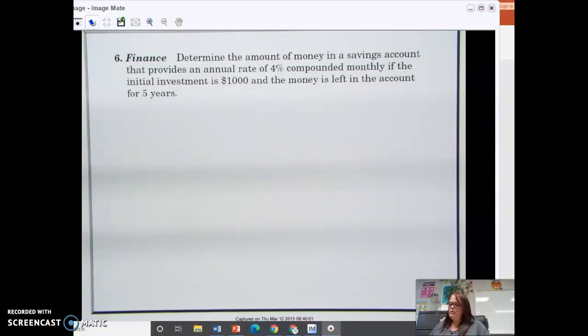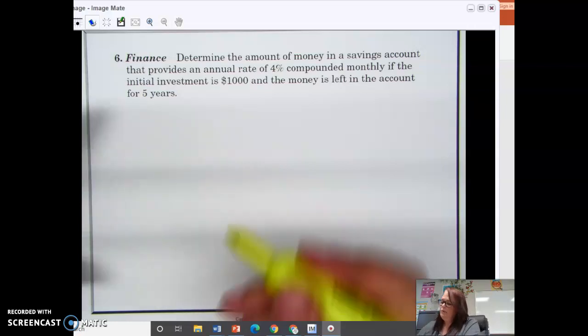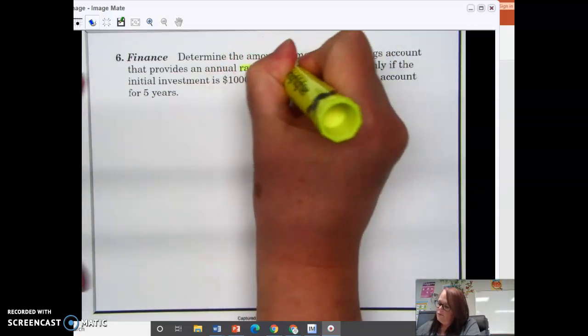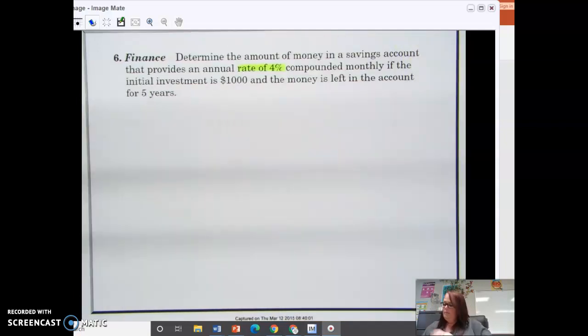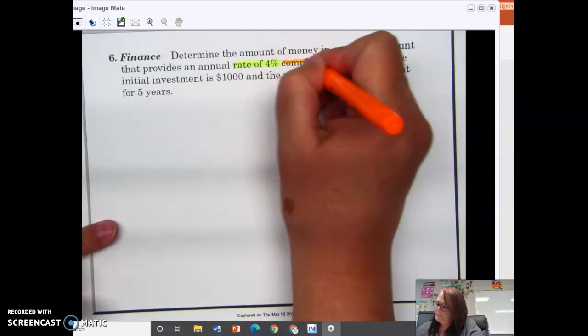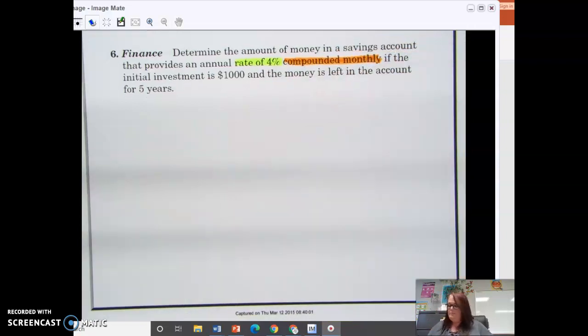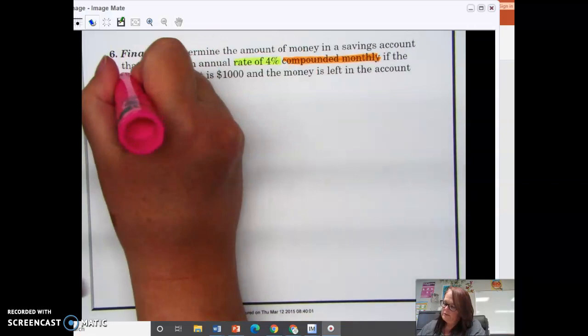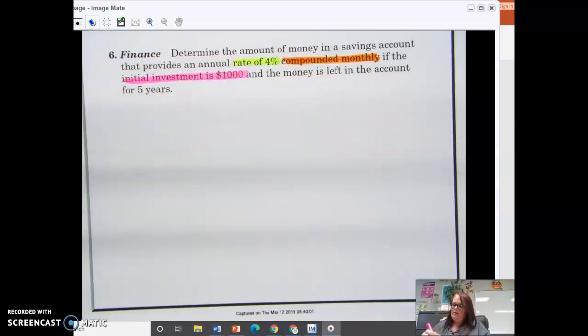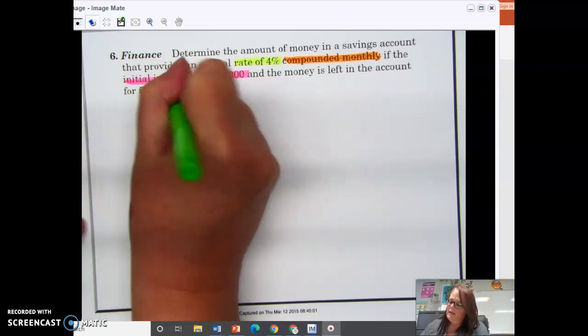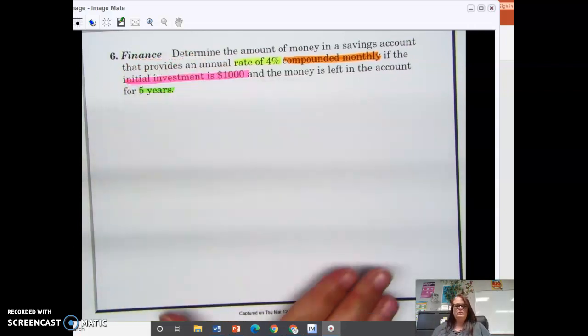All right, so in question number 6, it says determine the amount of money in the savings account that provides an annual rate of 4% compounded monthly. And it says if the initial investment is for $1,000 and the money is left in the account for a total of 5 years. So pause the video and see if you can figure this one out.